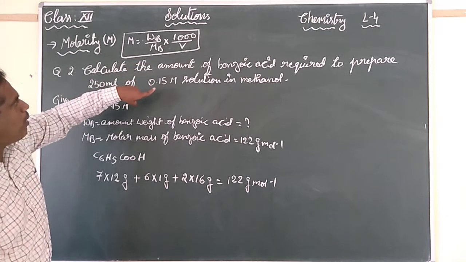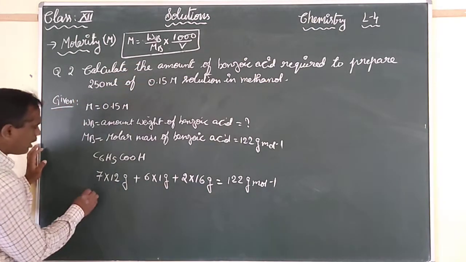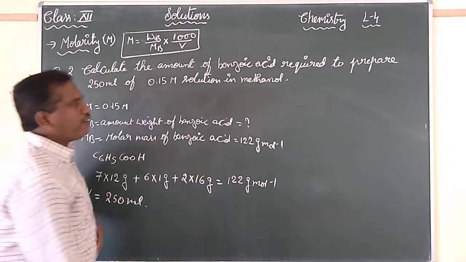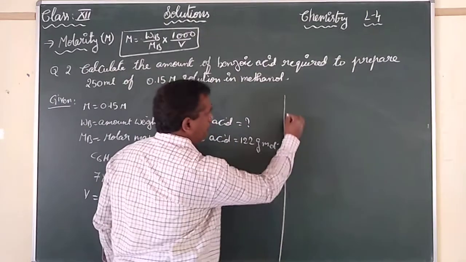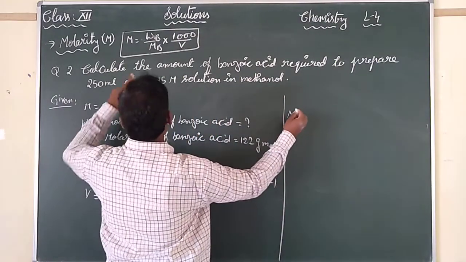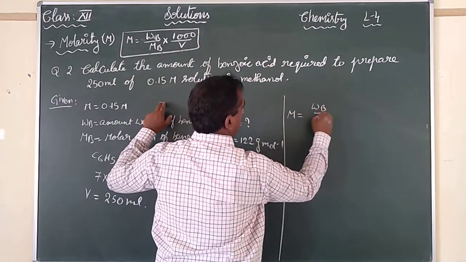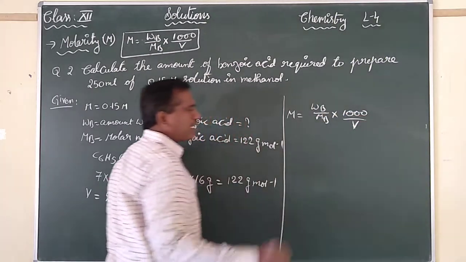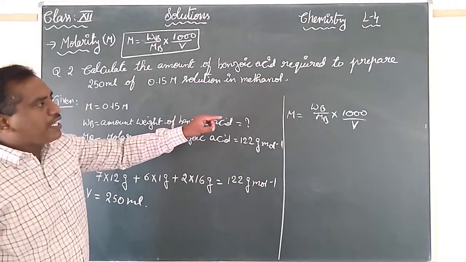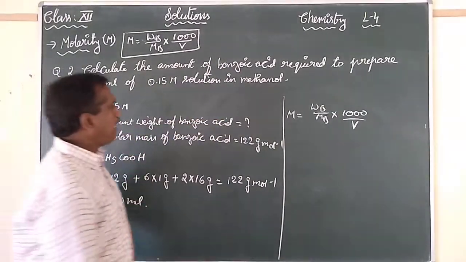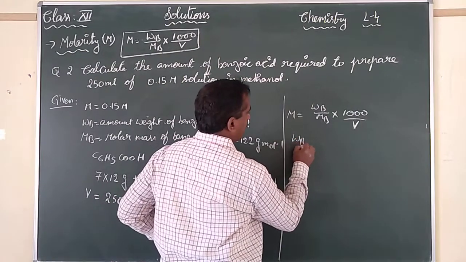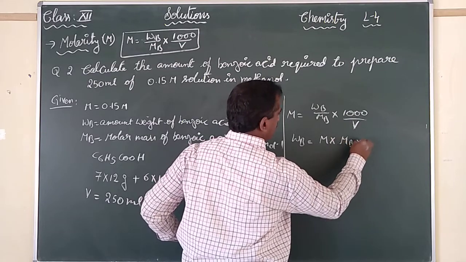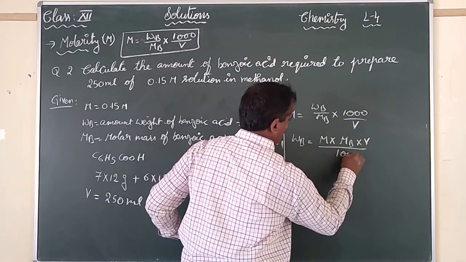Next, V, volume of solution. How much is the volume of solution? V is equal to 250 ml. Now let us apply this into the formula. M is equal to WB by MB into 1000 by V is the molarity. But WB we don't know. Then how can we write? WB is equal to M into MB into V upon 1000.